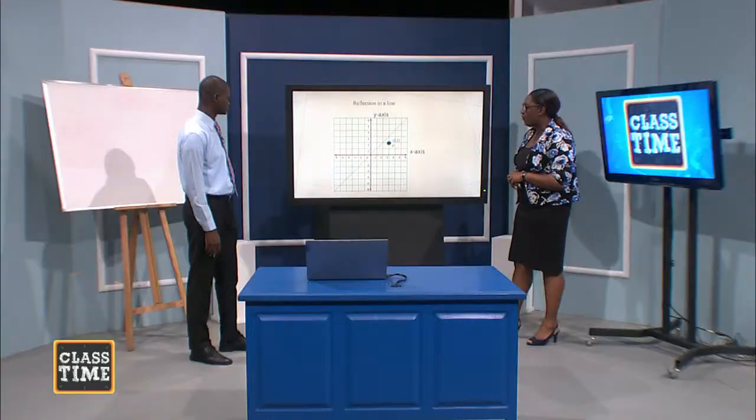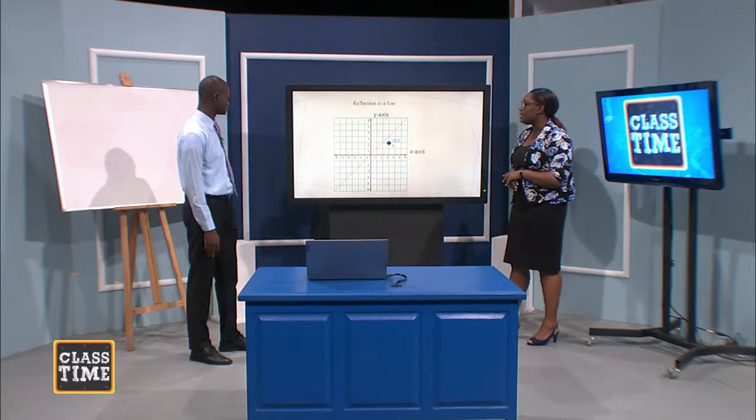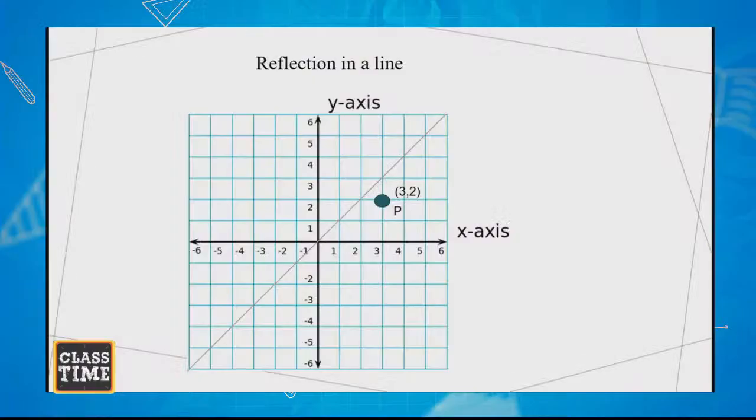So here we have point P, and point P is located again at 3, 2. And we're reflecting it. What line is this one? This is the line y equals x. So we want to see what would happen to our points again. We're reflecting, and it would dissect the unit square. We can still see the distance from the line y equals x. It's half a unit.